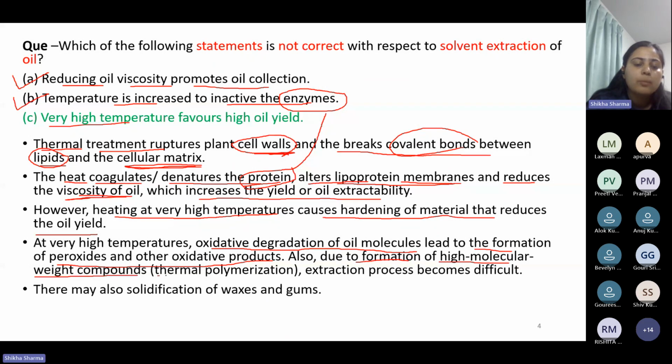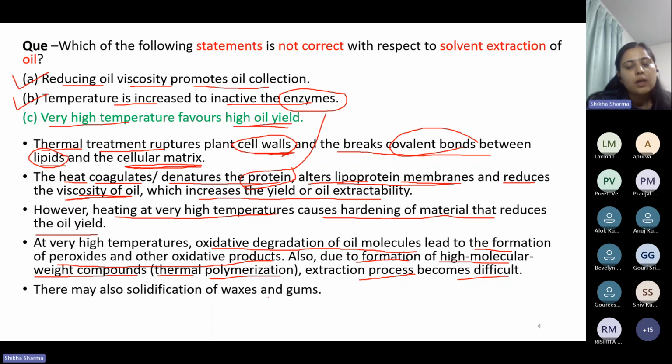Because of the high temperature there is a possibility of a thermal polymerization reaction, and there is a formation of high molecular weight compounds which can block the oil passage. Second, oxidative degradation of oil molecules may also happen. So because of that the extraction process becomes difficult. So at very high temperature yield decreases.